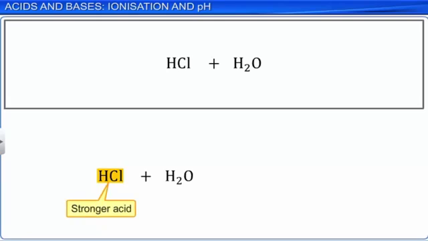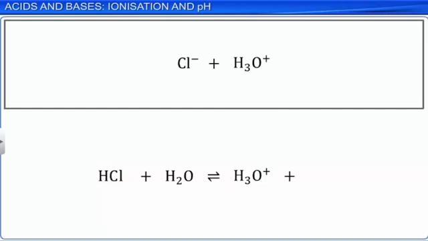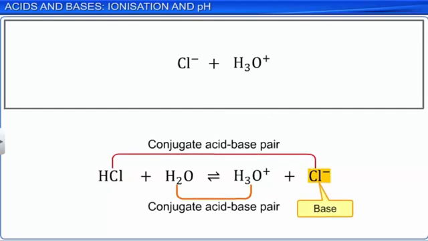As HCl is a strong acid, it readily loses the proton. Does this tell you anything about the chloride ion as a base?